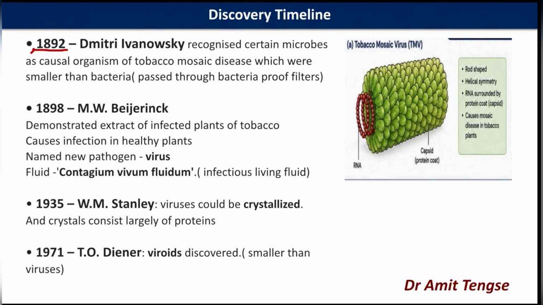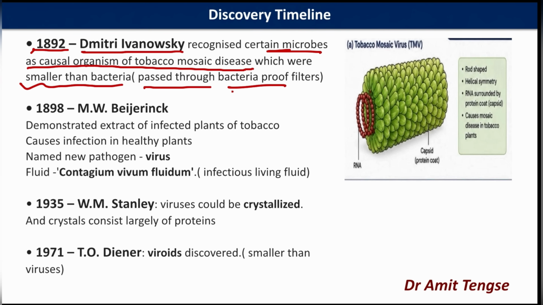Now in 1892, Dmitri Ivanovsky recognized certain microbes as the causal organism of tobacco mosaic disease, which were smaller than bacteria. How did they confirm it? These microbes passed through bacteria-proof filters. This is the image showing TMV having RNA and a capsid protein coat.